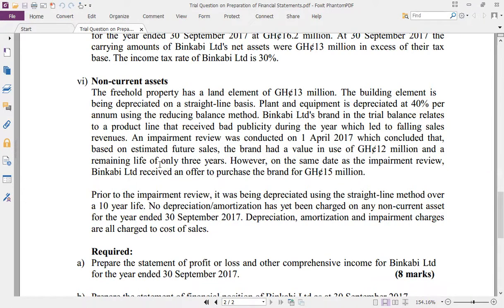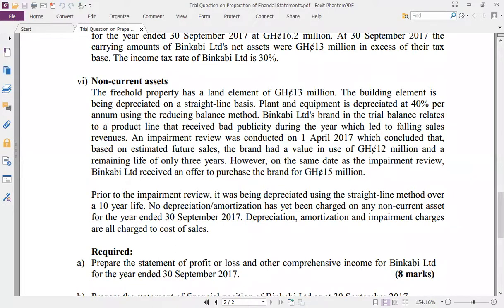And remaining life, only 3 years? Wow. And the remaining life of only 3 years. However, on the same date as the impairment review, Binkabi Limited, the company, received an offer to purchase the brand for 15 million. That's a fair value less cost to sell.